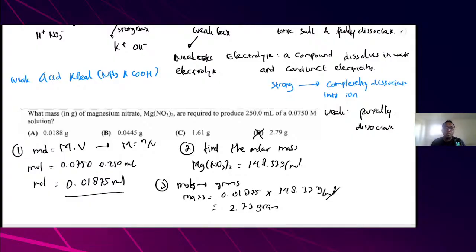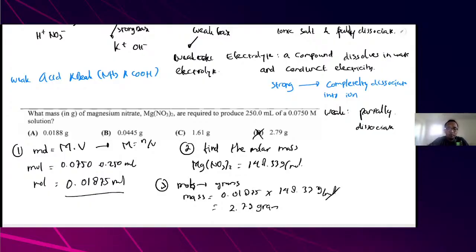It's very easy. So how much mass of magnesium nitrate is needed? Using this mass, 2.79 grams of magnesium nitrate, we can produce 250 milliliters of 0.0750 molar solution. Just remember, molarity times volume gives moles. That's the key. All right, now moving to another part.